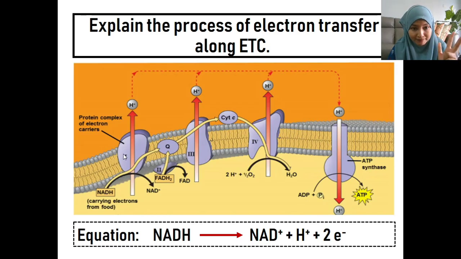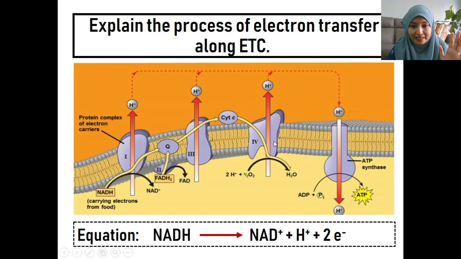Point number 3. Next, electron from NADH dehydrogenase is transferred to series of electron carrier complex embedded in inner membrane of mitochondria, such as ubiquinone, cytochrome C reductase, cytochrome C and cytochrome C oxidase. Number 4, series of redox reaction occur along the ETC.